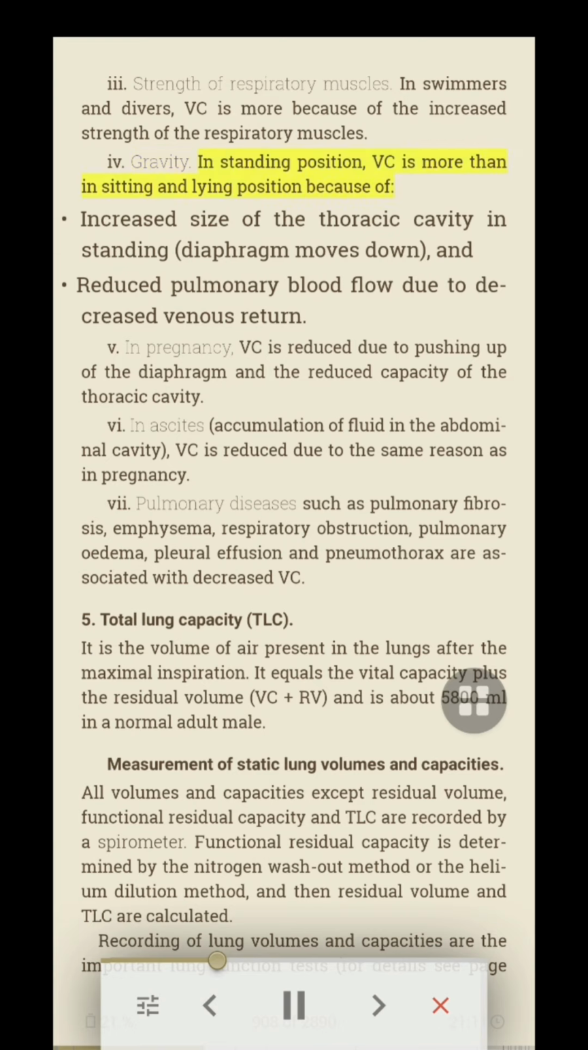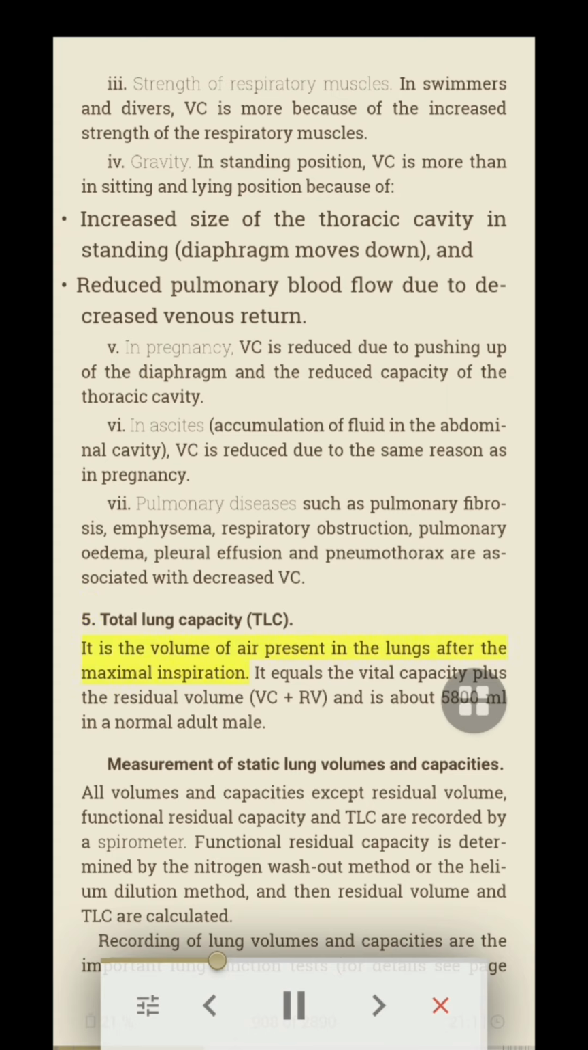IV. Gravity. In standing position, VC is more than in sitting and lying position because of increased size of the thoracic cavity in standing, diaphragm moves down, and reduced pulmonary blood flow due to decreased venous return. V. In pregnancy, VC is reduced due to pushing up of the diaphragm and the reduced capacity of the thoracic cavity. VI. In ascites, accumulation of fluid in the abdominal cavity, VC is reduced due to the same reason as in pregnancy. VII. Pulmonary diseases such as pulmonary fibrosis, emphysema, respiratory obstruction, pulmonary edema, pleural effusion and pneumothorax are associated with decreased VC.